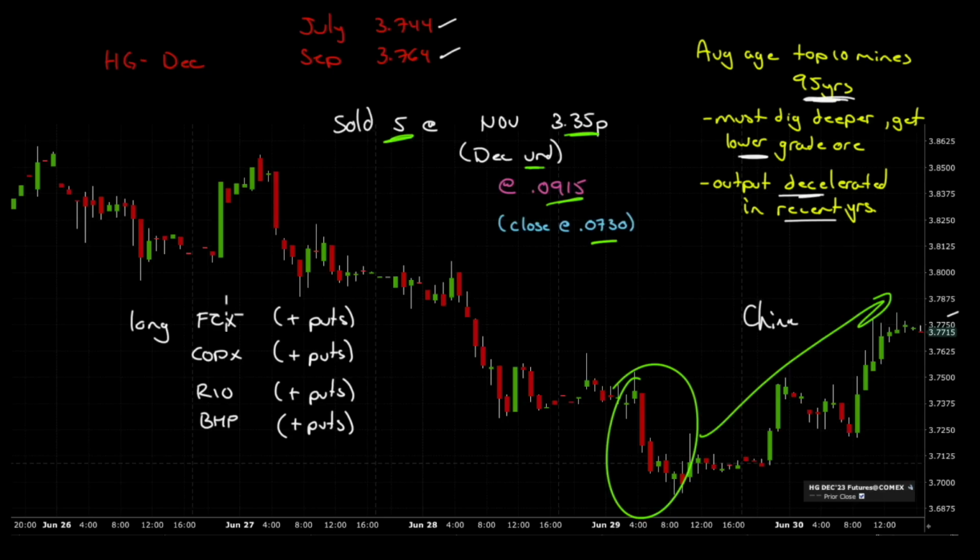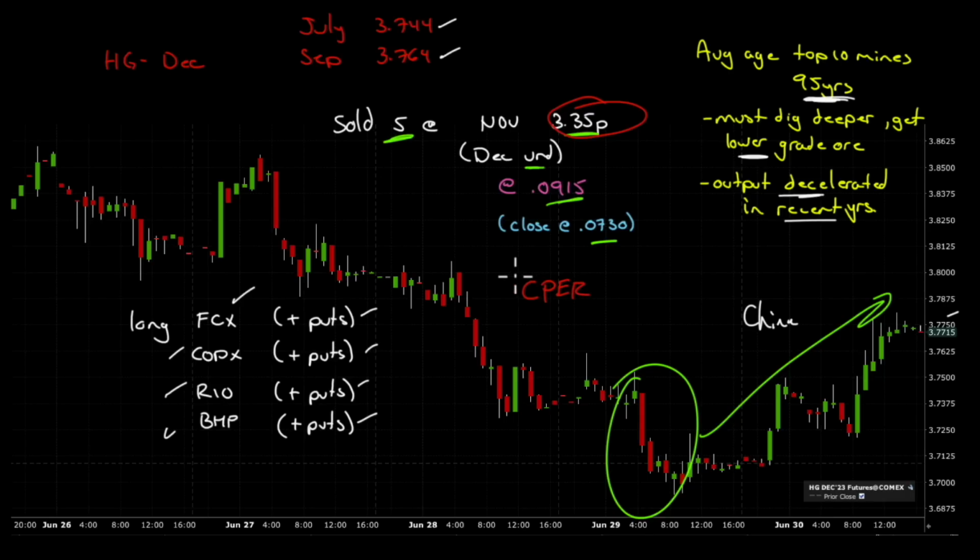I am long FCX, COPX, Rio, and BHP, plus puts and aggressive puts. When I'm selling puts, I'm 0.4 to 0.5 delta on all of them. I don't mind them being put to me. I want them to be put to me. I'm good with that. And I now have exposure to the futures themselves, which you can get directly with CPER.